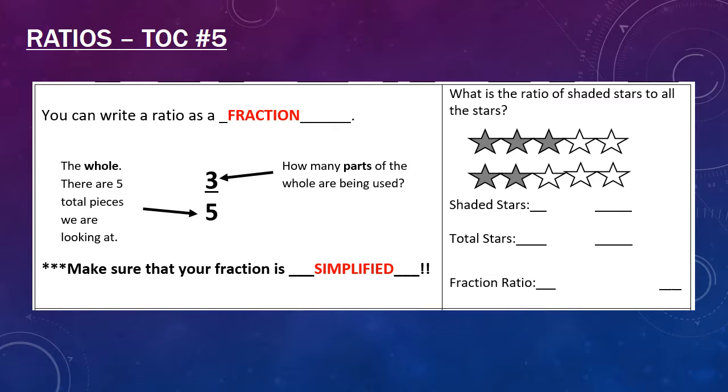Let's look at this example on the right. What is the ratio of shaded stars to all the stars? In this example, we have 5 shaded stars, and if I were to count all of them, I would have 10 total stars, and so my fraction is going to be 5/10, which when I divide both sides by 5, simplifies to 1/2.